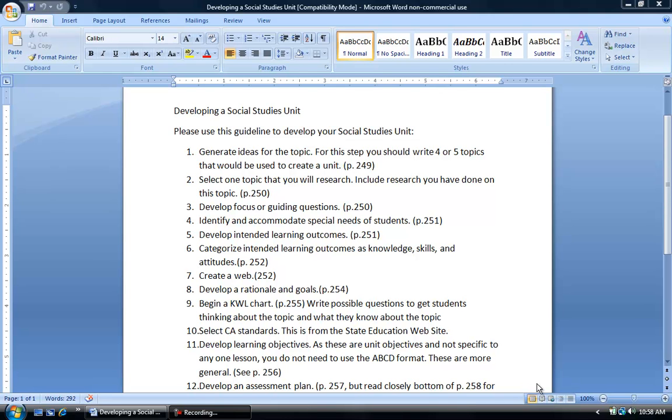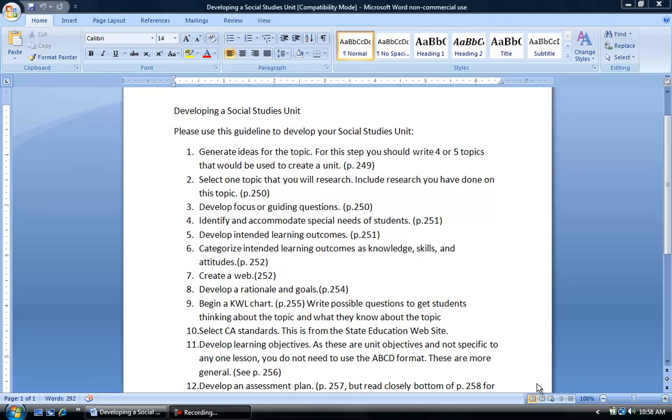Then the second step is for you to research that topic, and you may come up with 25 resources. Well, I don't want you to include a packet of 25 resources, but you may summarize what you found and add that piece to this step here.